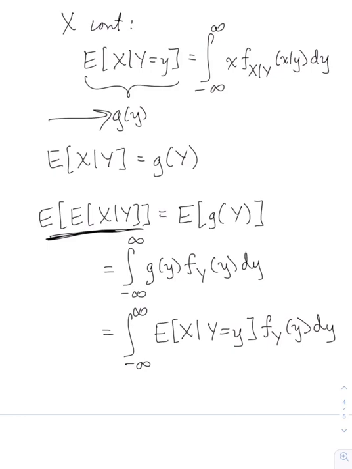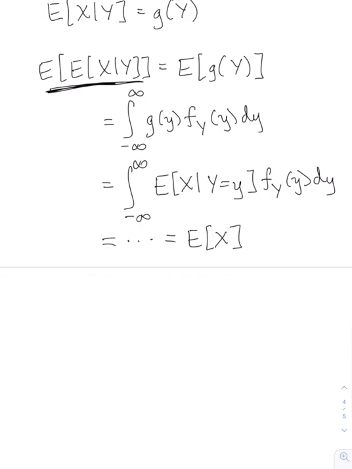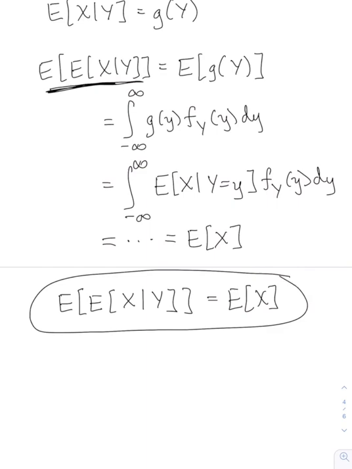I'm not going to go through the details here in the lecture. They're in the notes that I wrote, the full derivation. And when you go through that derivation, you end up getting that this is just the expected value of x. This is a fundamentally important result in probability theory. The expected value of the expected value of x given y is equal to the expected value of x. That is a very succinct, compact way of writing this fundamental theorem.